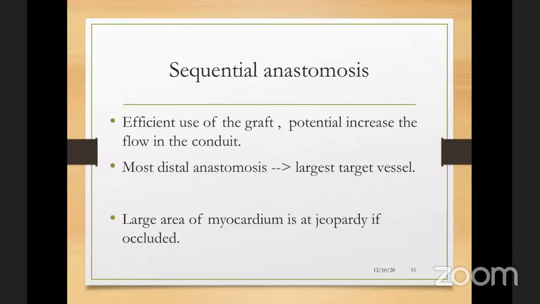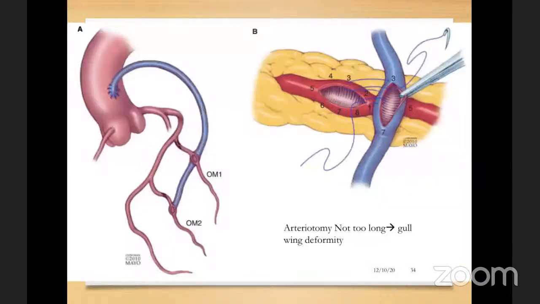Sequential anastomosis is to efficiently use the graft and increase the flow in the conduit. The most distal anastomosis should be to the largest target vessel, but the downside of the sequential anastomosis is that if it's occluded, a large area of myocardium is at risk of ischemia. Sequential anastomosis can be done in a diamond shape, as it's shown here.